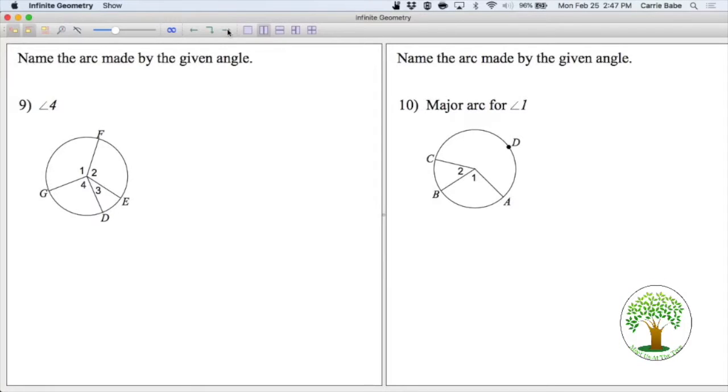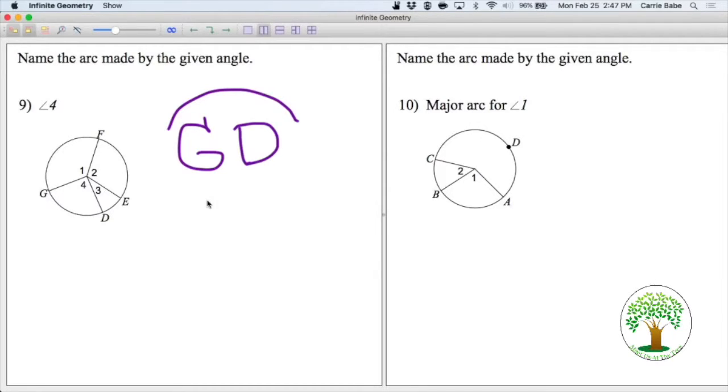All right, here's number 9. That's the first one. I'm going to stay here with you guys. Number 9 says that we're supposed to name the arc made by the given angle. Angle 4. What's the arc? GD. I'm going to name it an arc. Okay?